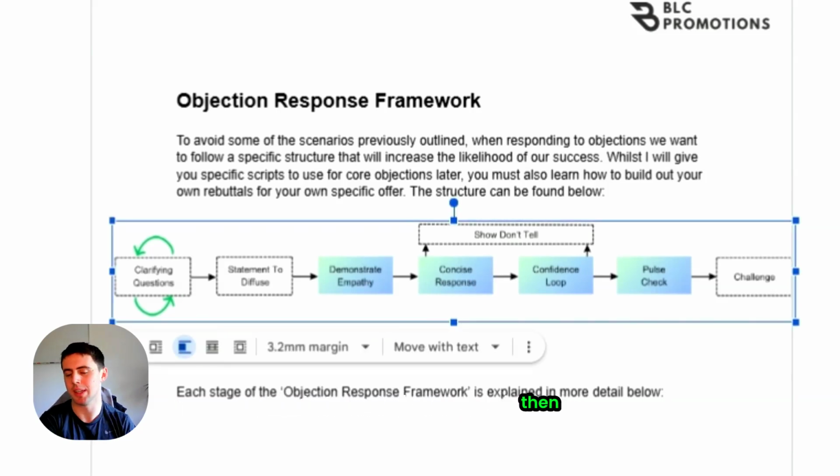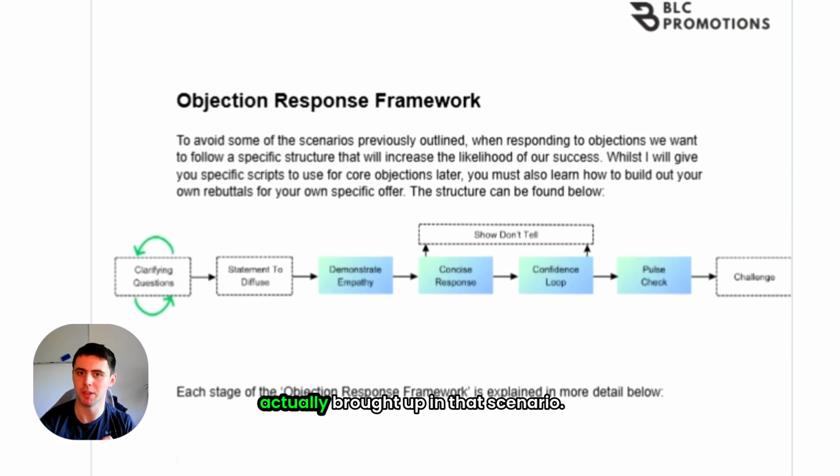So what you don't want to do is then go on a 2 to 5 minute dialogue about all the different things that make solar systems amazing. You want to be very concise and handle the precise thing that they've actually brought up in that scenario.